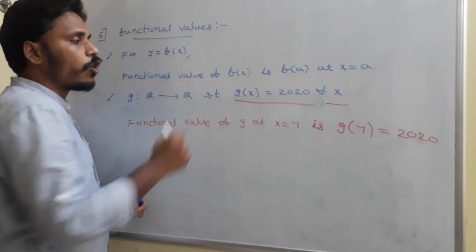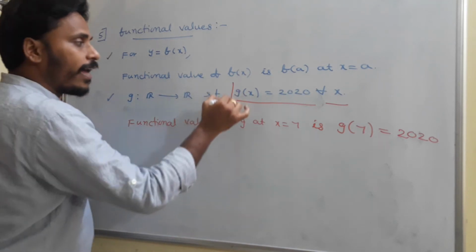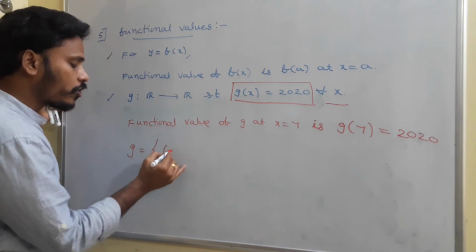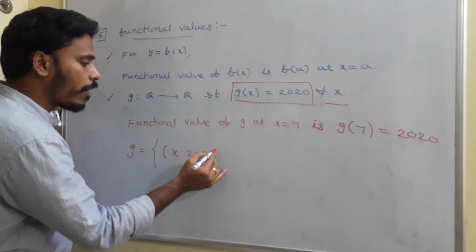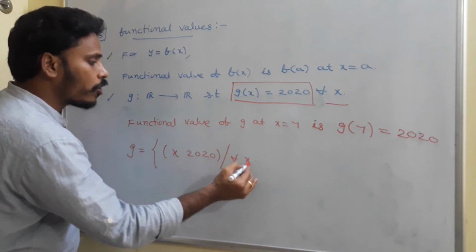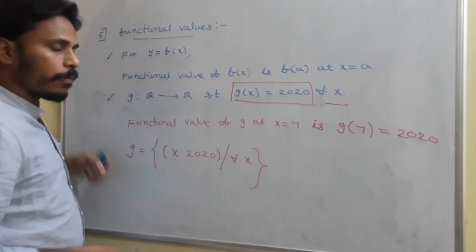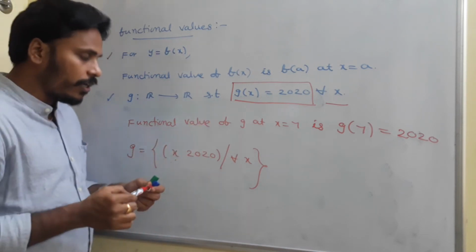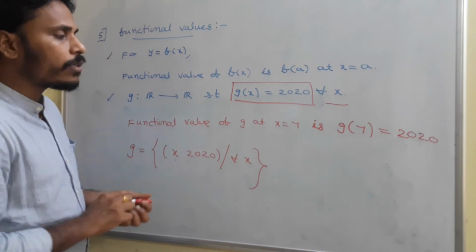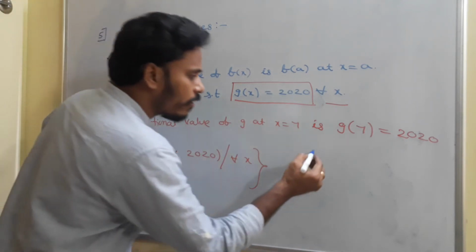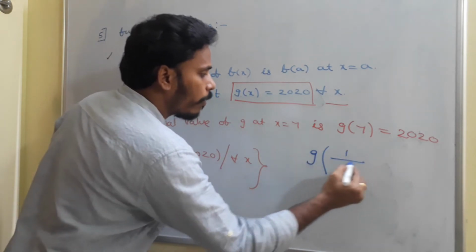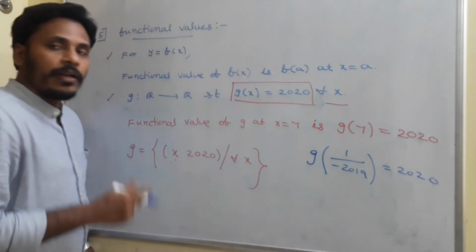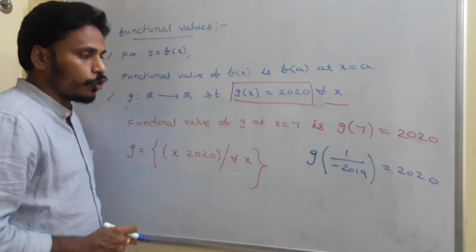Since we define that g of x is equal to 2020, as per this rule, g is a relation or a function which contains the ordered pairs x comma 2020 for all x belonging to the real numbers. You just take any number in the place of x, it connects to 2020 only. So the functional value of g here is 2020. Or take another functional value, at 1 by minus 2019. Again the value is 2020 itself. Take any value, but it corresponds to 2020 only.